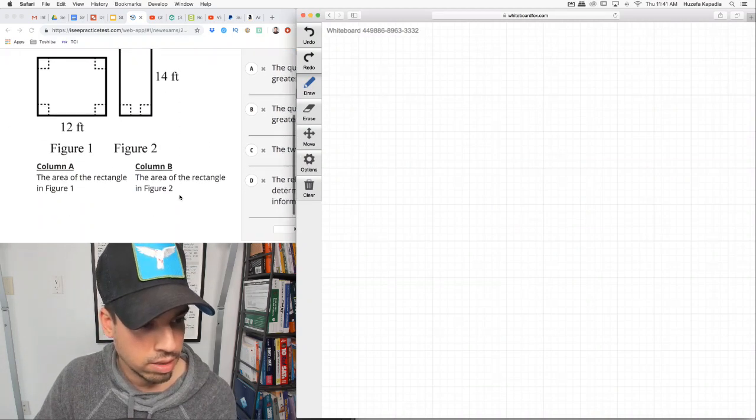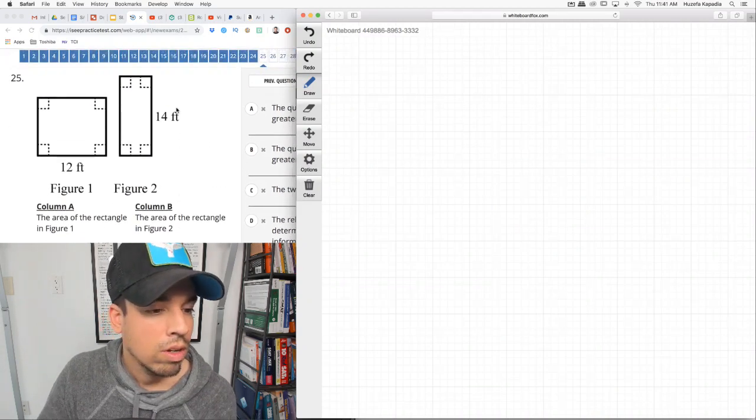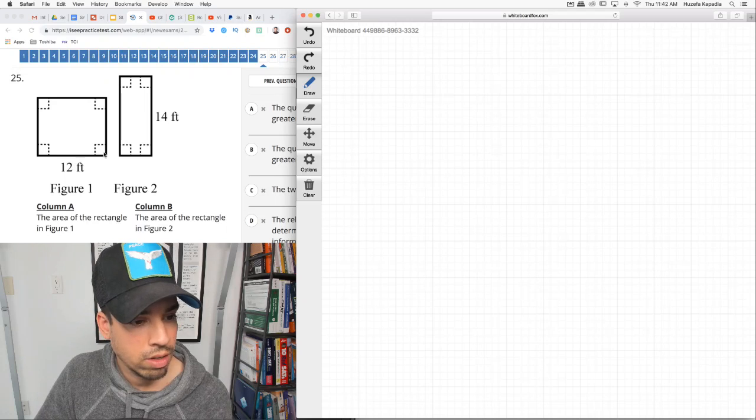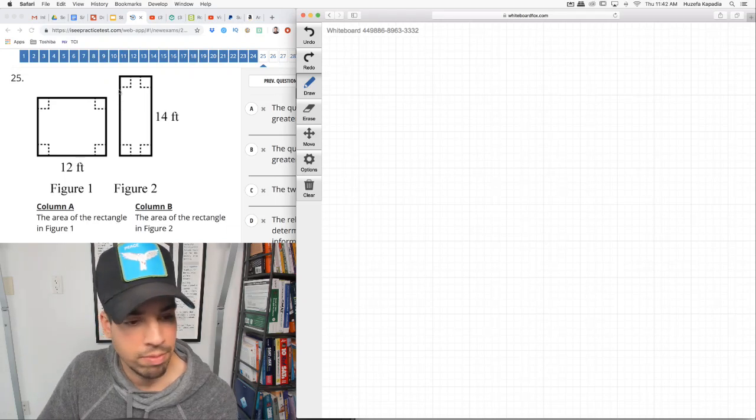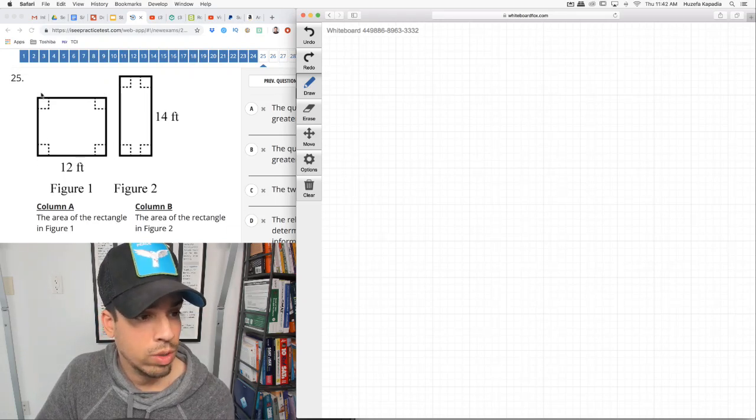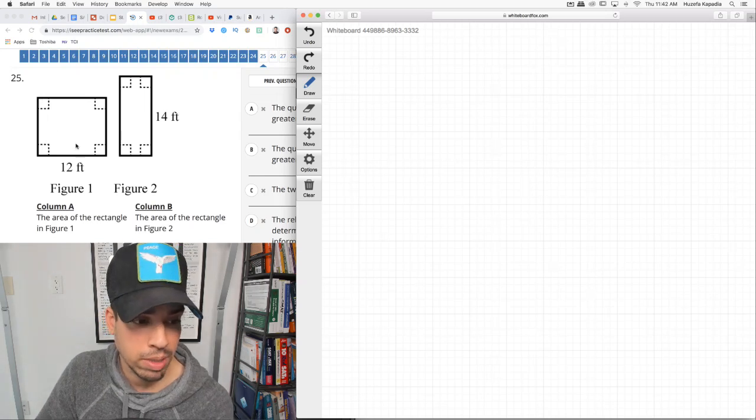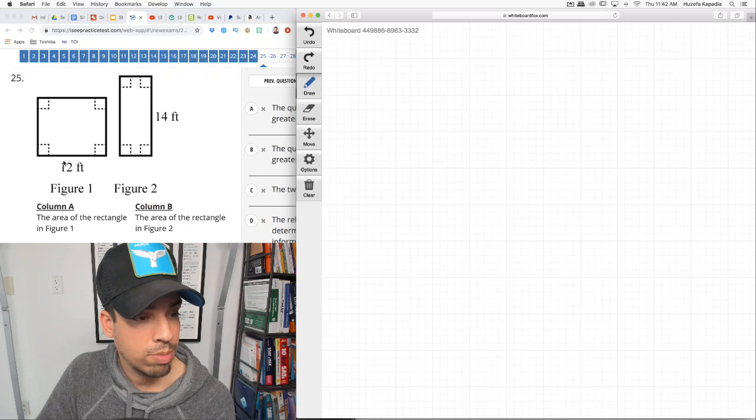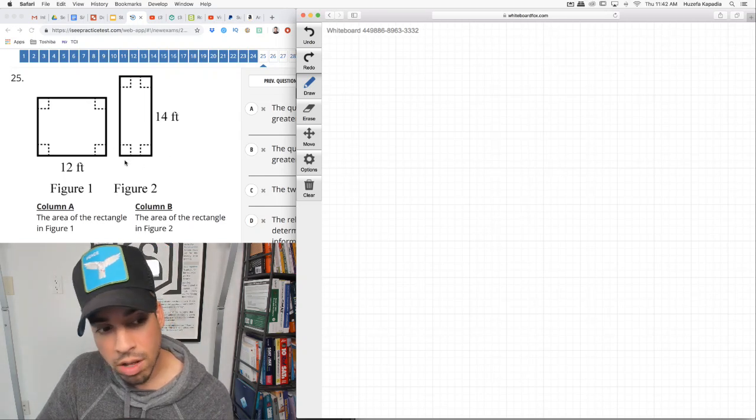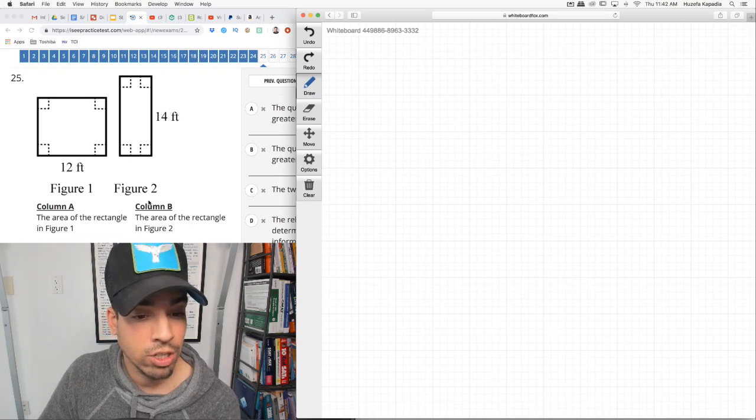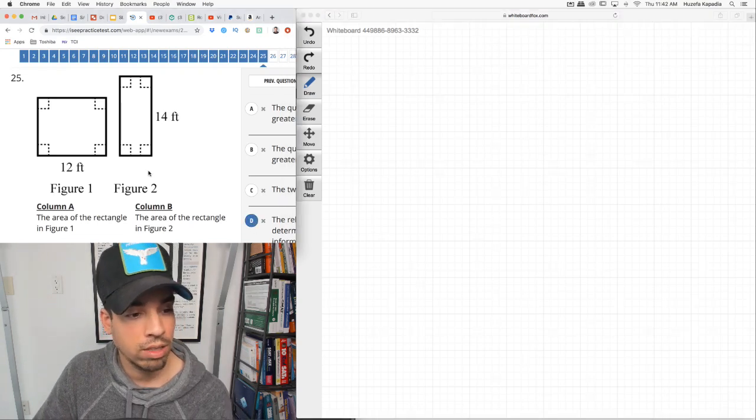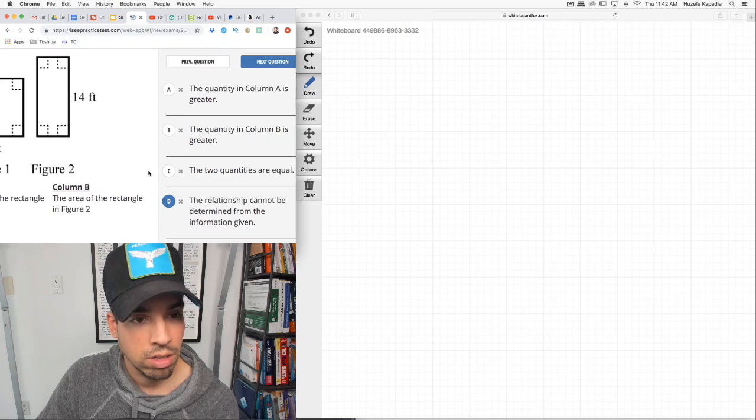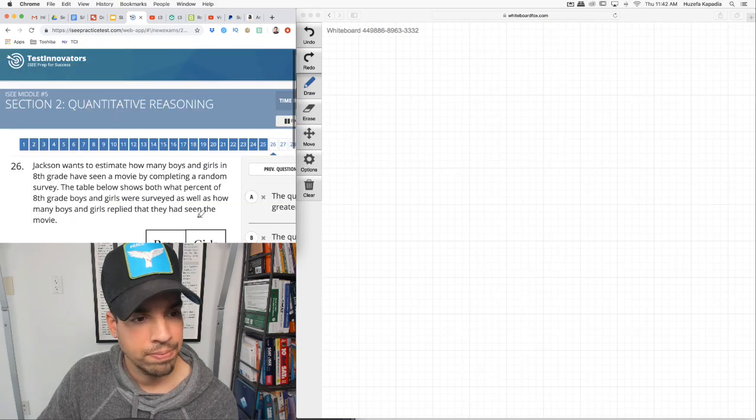Next is this. Area of rectangle in figure 1. We don't have enough information. I have no idea. I don't know what length this side is. Yeah, figure 1 looks bigger, but it might not be drawn to scale. I mean, this could be 12 by 5, and this could be 14 by 6 for all I know. So without any further information, I need to know the length and width, otherwise I can't do this. Definitely not enough information.